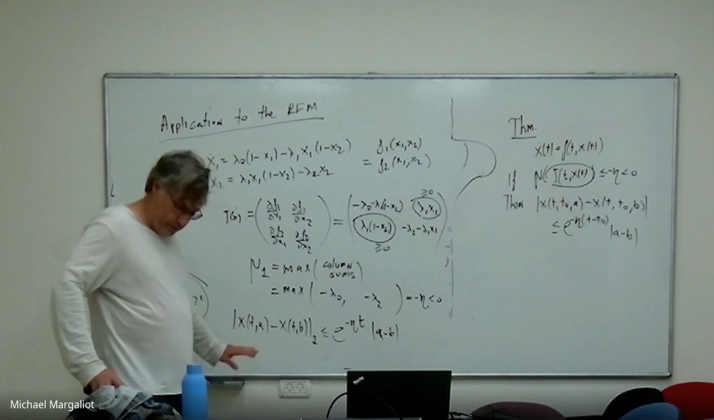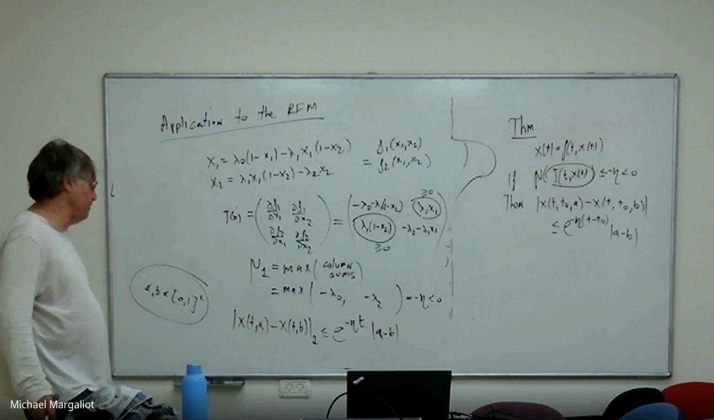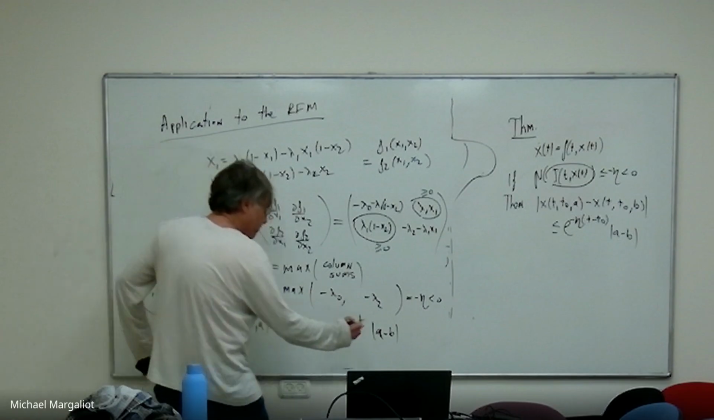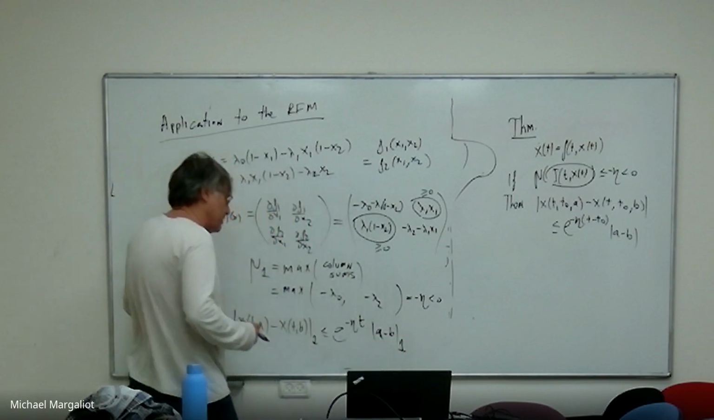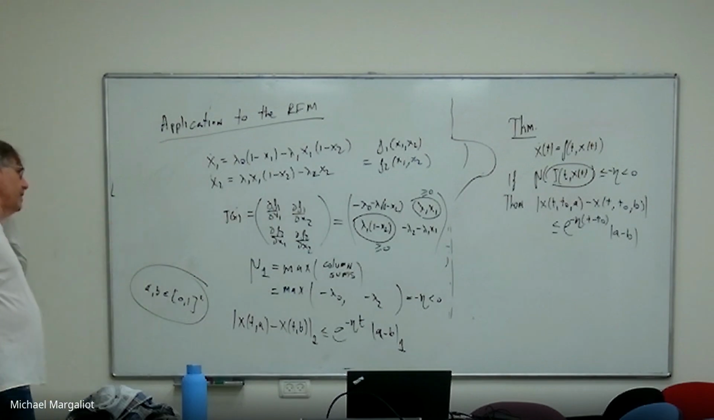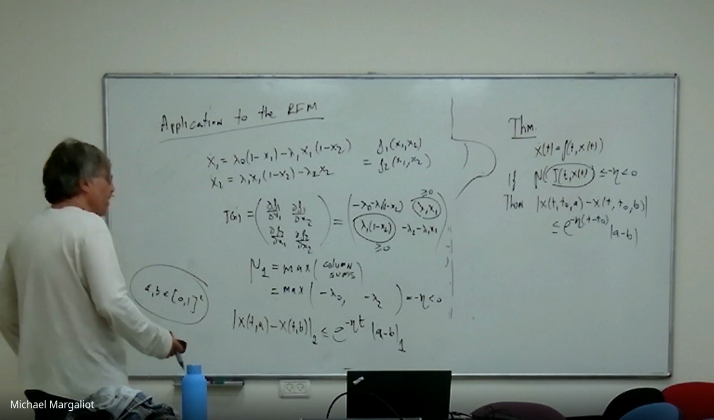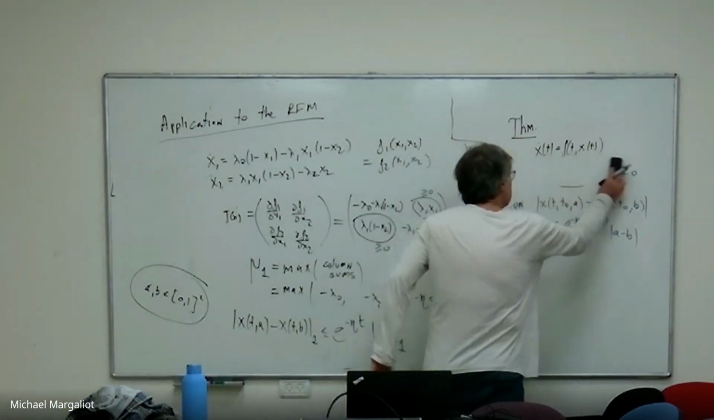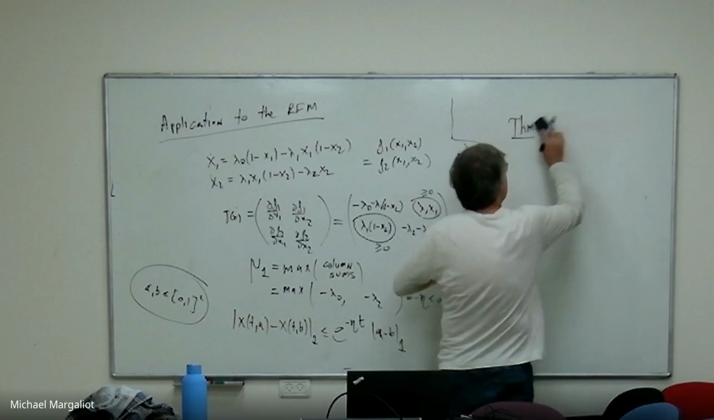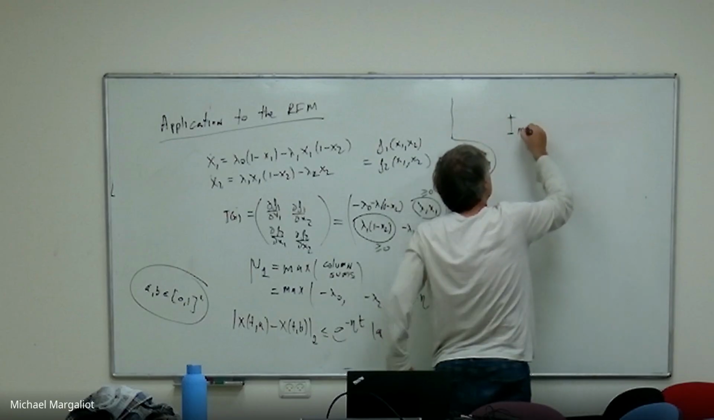Okay, so we proved that the RFM is contractive. Also, here I should have written 1. Everything is with respect to the L1 norm. I defined what is the Jacobian. I showed you that proving that some matrix measure of the Jacobian is uniformly negative is enough to prove contraction, and we applied this to the RFM. And now, what are the implications? So let's keep this. What are the implications of contractivity?